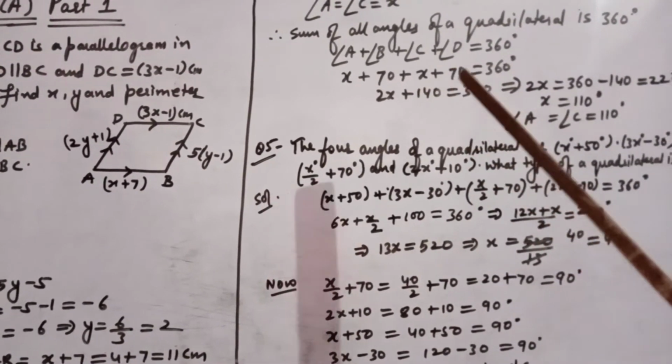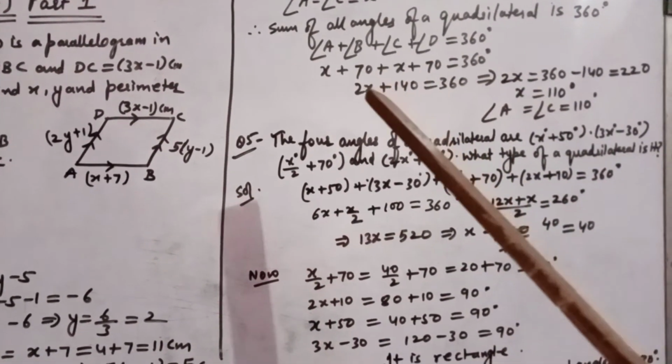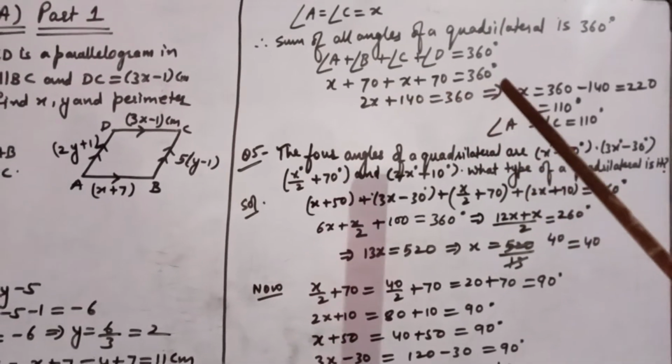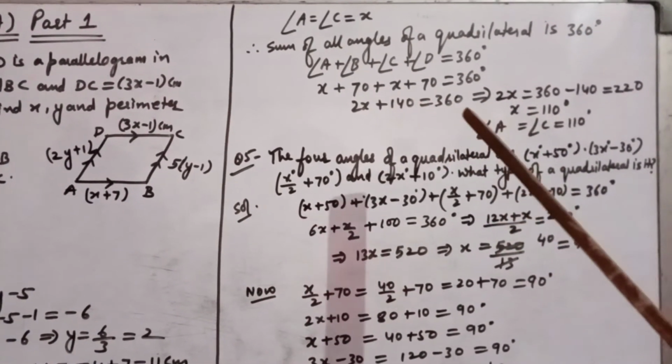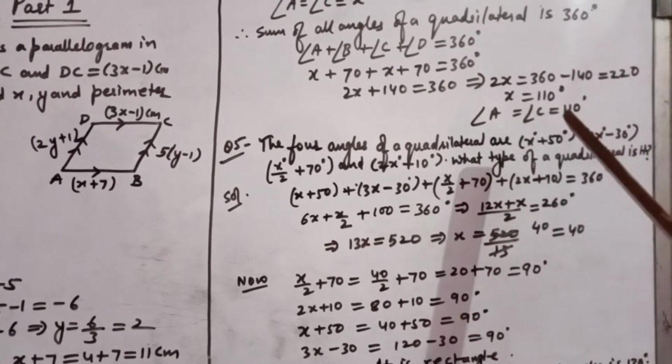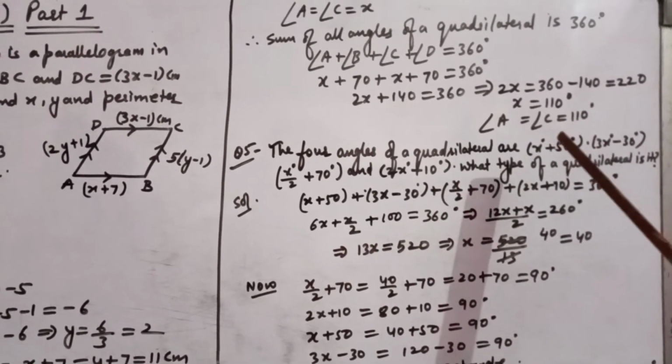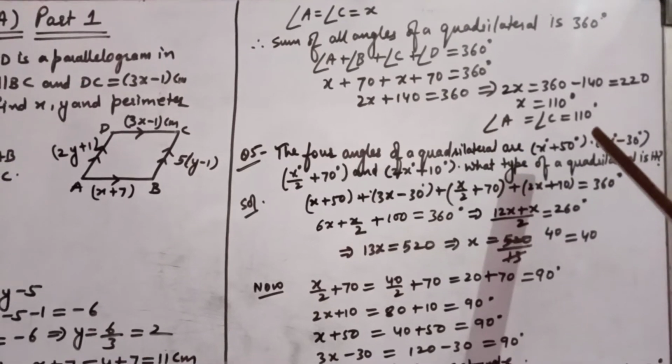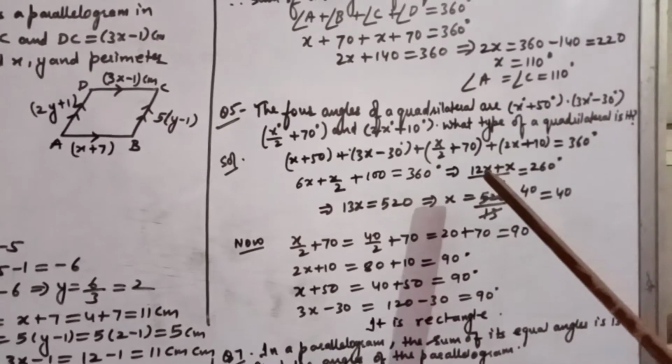So angle A plus B plus C plus D equal to 360. X plus 70 plus X plus 70 equal to 360. 2X plus 140 equal to 360. 2X is equal to 220. X is equal to 110. So angle A is equal to angle C, which is 110 degrees. Clear? Question number 5 now.